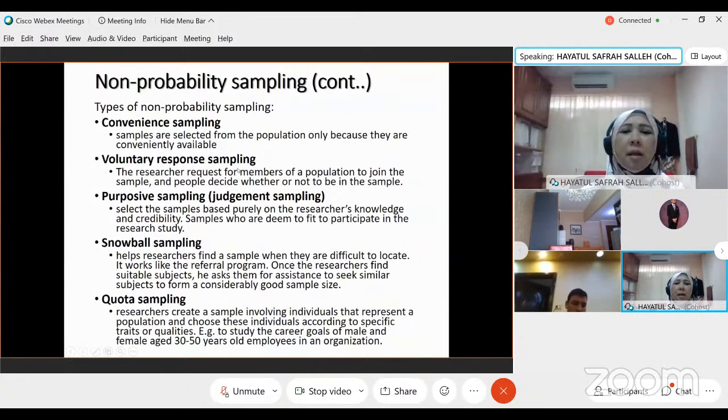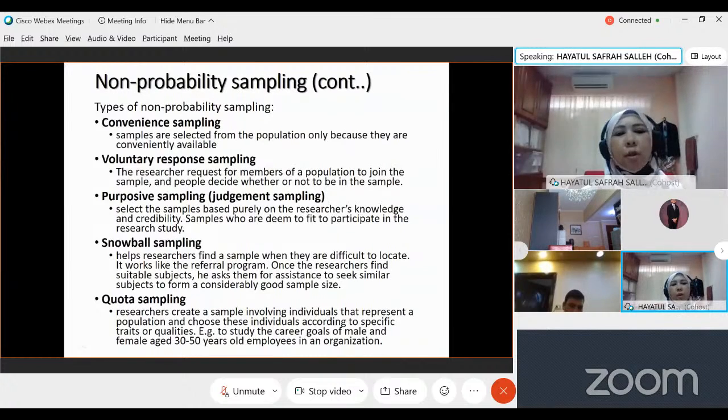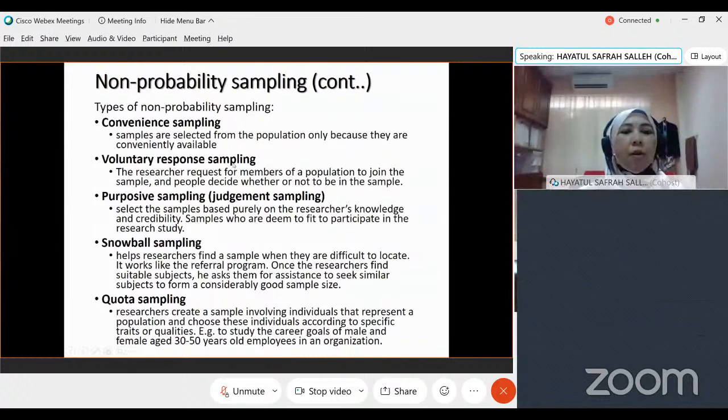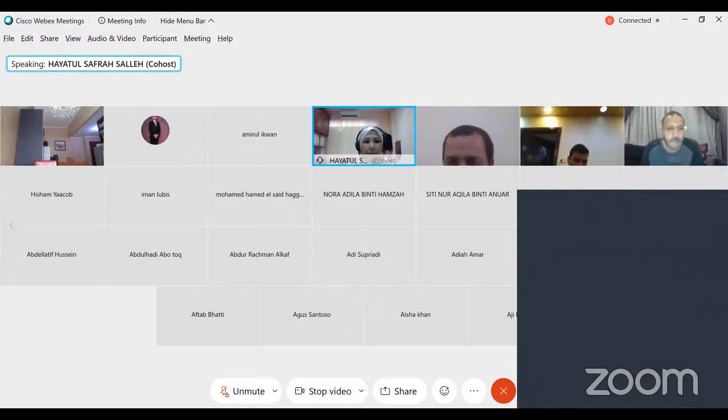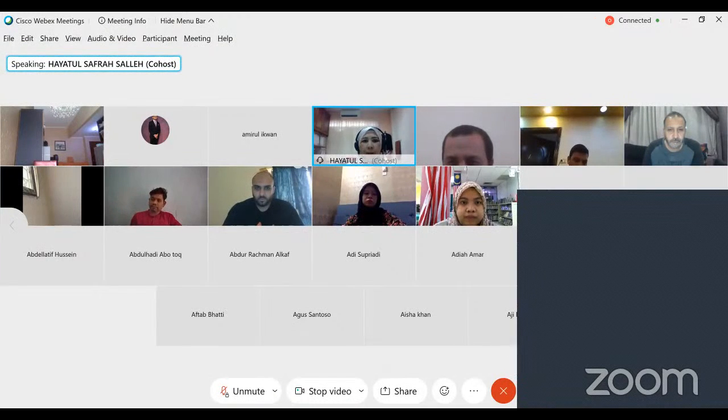So there are actually two schools of thought when we talk about convenience sampling. Some say that we cannot use convenience sampling for master or PhD level. But nowadays we can. We can use it with a proper justification why you want to use convenience sampling. So there is no such thing that we cannot use convenience sampling in our study. Okay, we can use it.